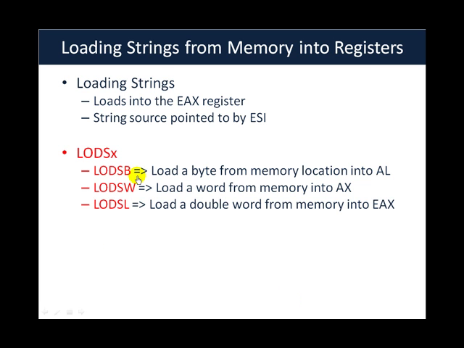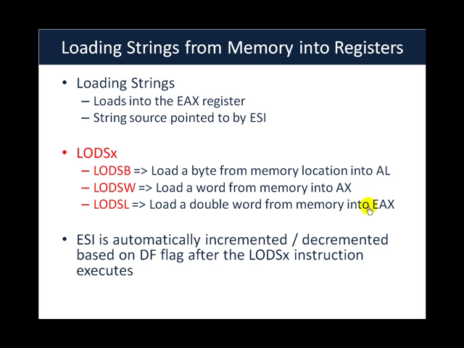Now, as expected, LODSB, LODSW and LODSL stand for a 1 byte transfer into AL, a 1 word transfer into AX, and a double word transfer into EAX. Point to be noted once again is that ESI is going to be automatically incremented or decremented based on the DF flag after the LODSX instruction executes. So this is something you need to remember for all these string instructions: ESI, EDI will be automatically incremented or decremented. Now let's quickly look at a demonstration using the LODSX series of commands.